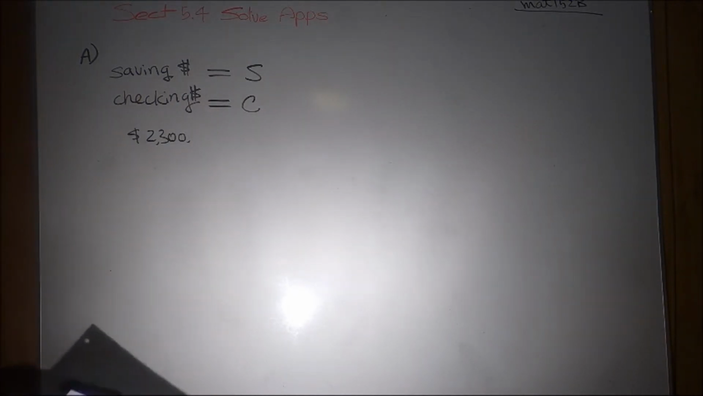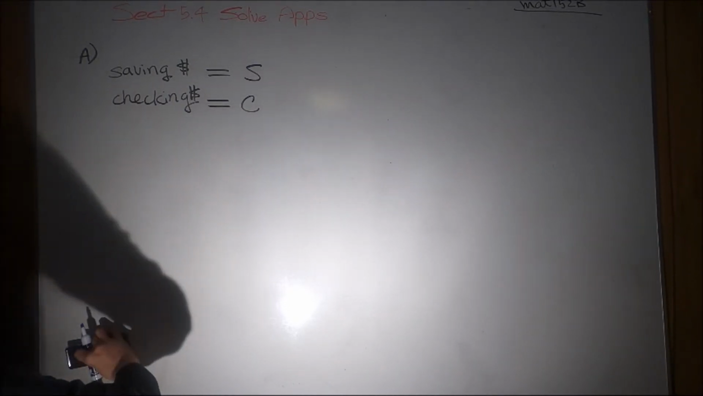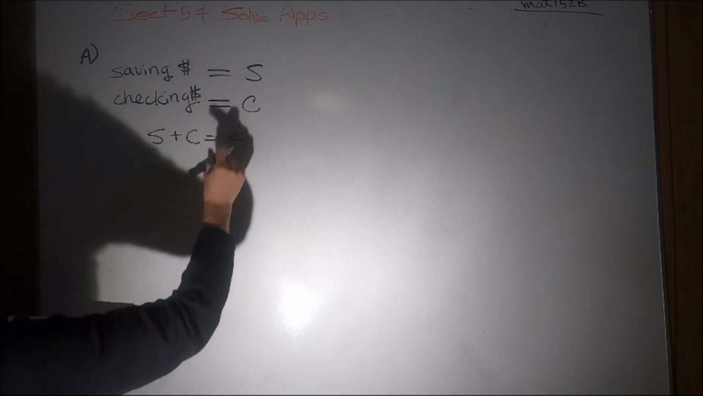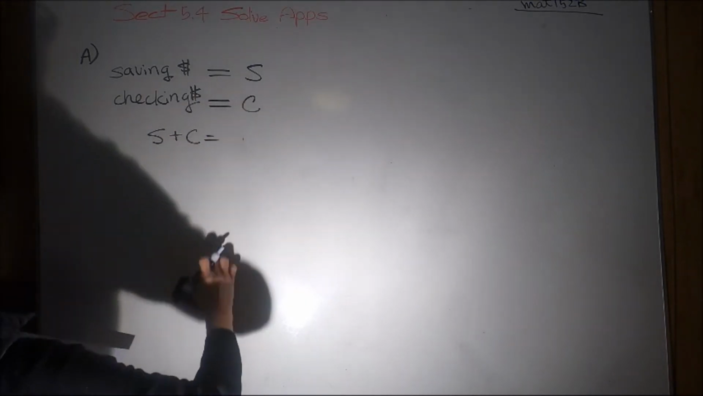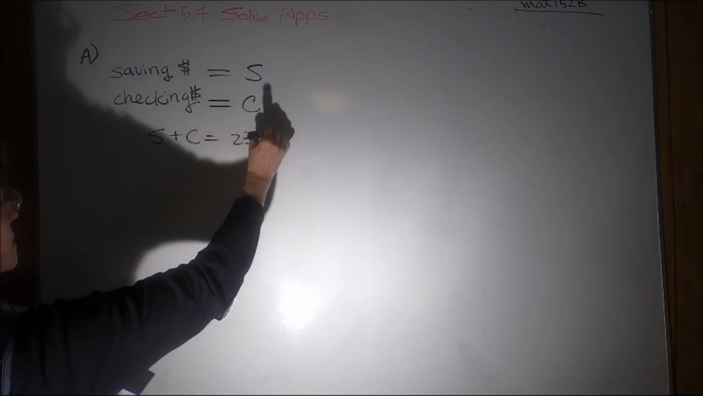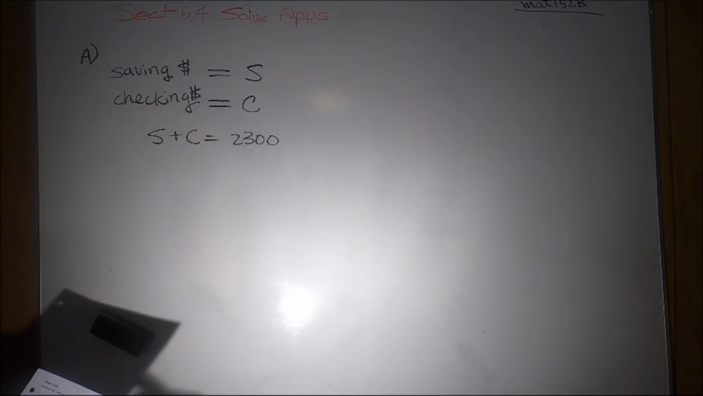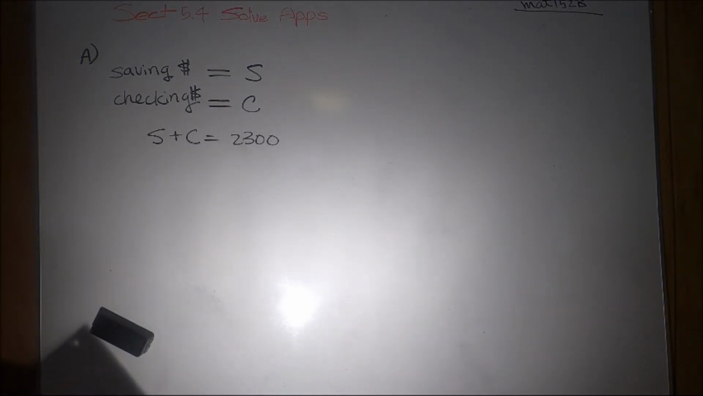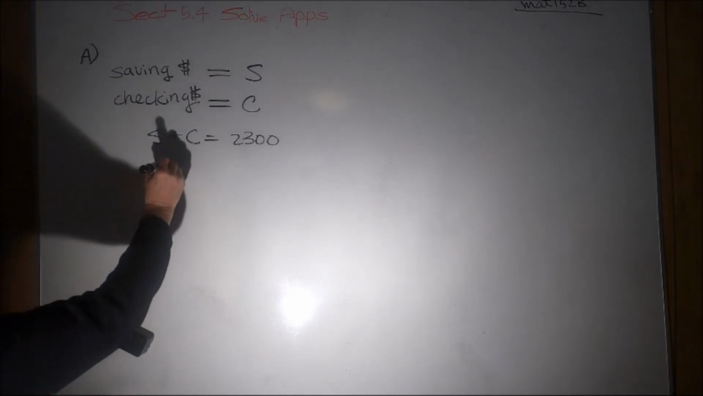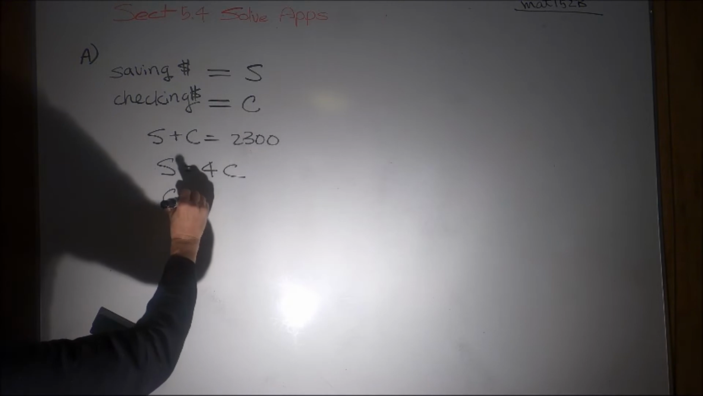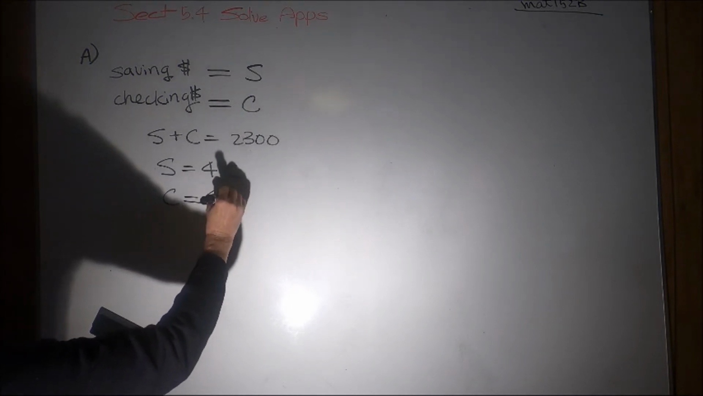It says the total is $2,300. So what should we do? Saving plus checking is 2,300. That's one equation. Another equation: saving is 4 times checking. So we can have S equals 4C. Sometimes you might write C equals 4S.